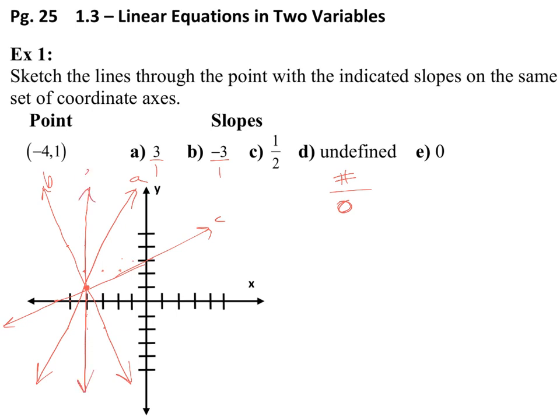So that's D. And then 0, it doesn't matter what the number is on the bottom. If it's 0 on top, then you don't go up or down at all. You simply go left and right. So here I am going through the point, and that's going to be E. All right, going on to example 2.